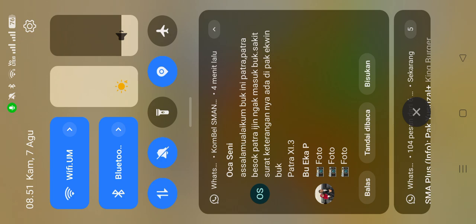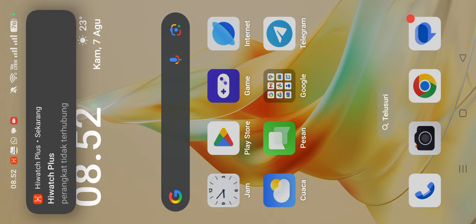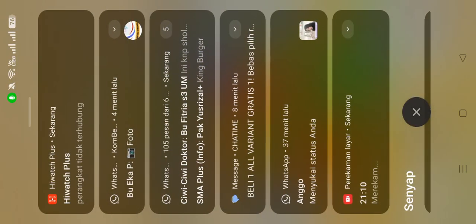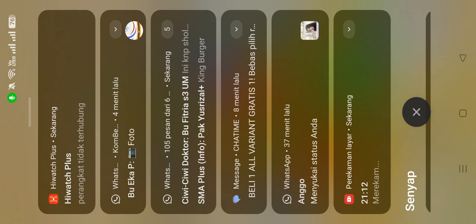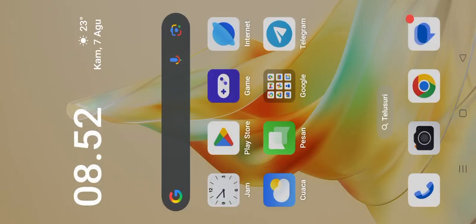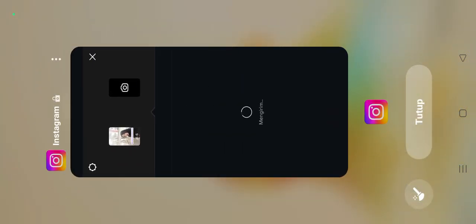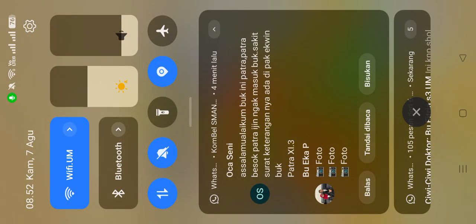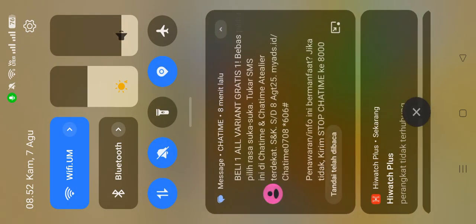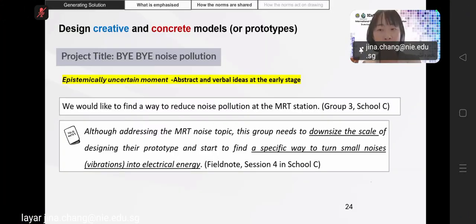Set up and design in greater detail. Here is another example to show how to concretize students' design. This group wanted to design an equipment to convert MRT subway noise into electricity. You know, when you use the MRT, it is very noisy. So this student wants to convert this sound energy into the electrical energy.